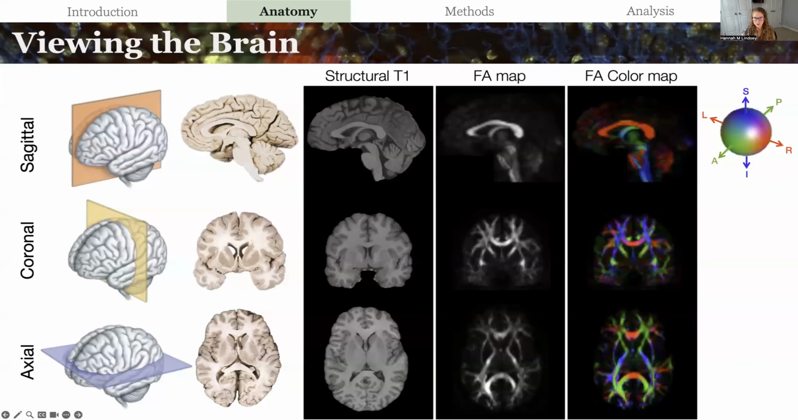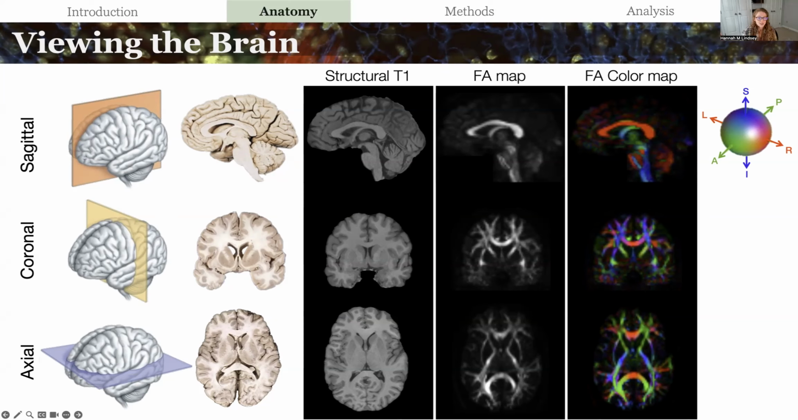When working with diffusion MRI or dMRI data, we are most often looking at slices on a diffusion-weighted image. So you need to know how to read these. Since the brain is 3D, we view and image the brain in 3 dimensions or in 3 planes: sagittal, coronal, and axial. The sagittal plane divides the brain into left and right halves. A mid-sagittal slice is taken exactly in the middle, splitting the brain into equal left and right sides or equal hemispheres. And that's like what you see here in this top row.